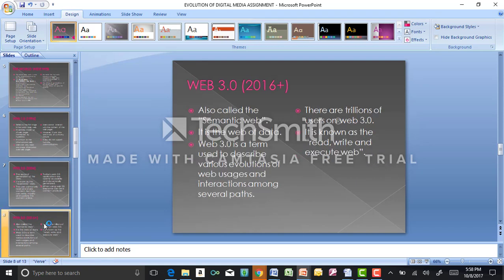Web 3.0, introduced in 2016, also called the semantic web, is the web of data. There are trillions of users on it. It is known as the read, write, and execute web.